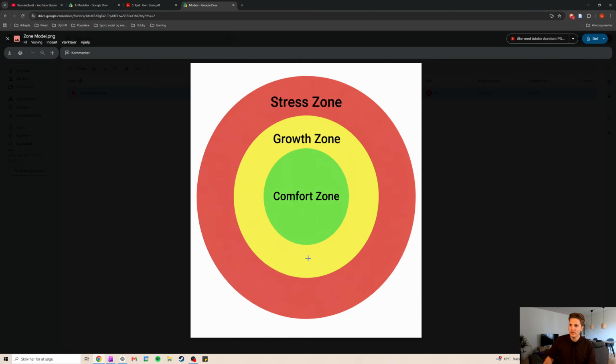You want to find the golden middle ground, right in the middle in the growth zone, and consistently over time trying to do a little bit more, a little bit more, a little bit more. And over time, your body and your mind will adapt and your comfort zone can slowly increase.